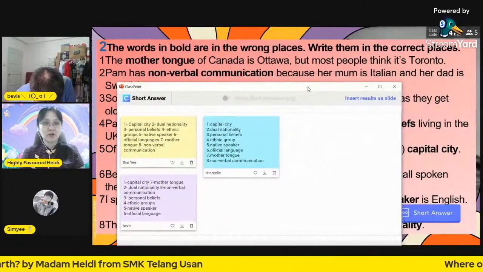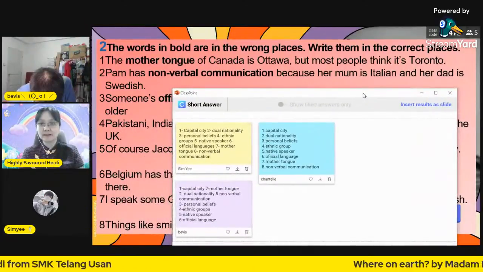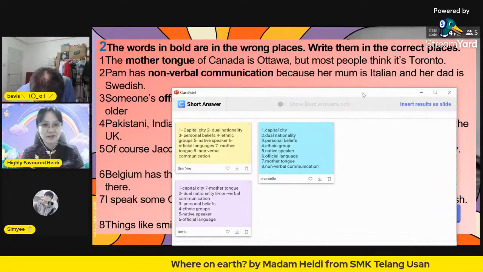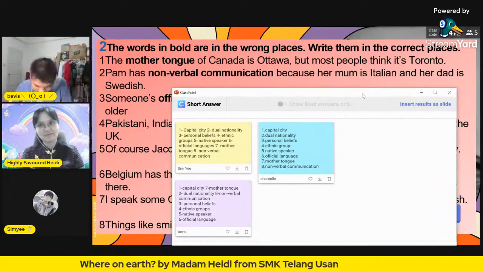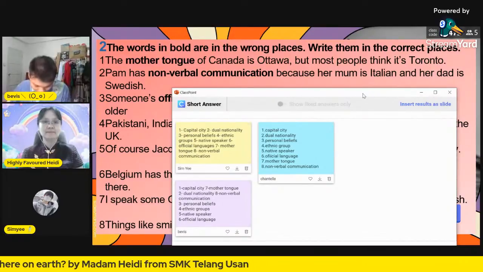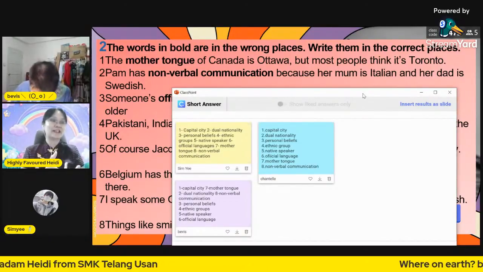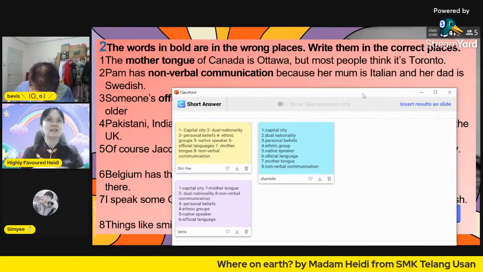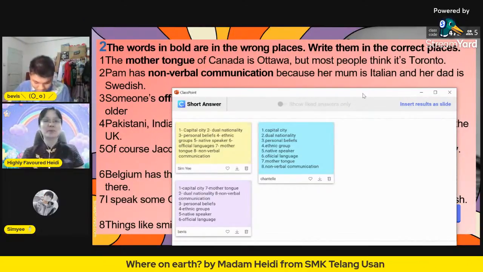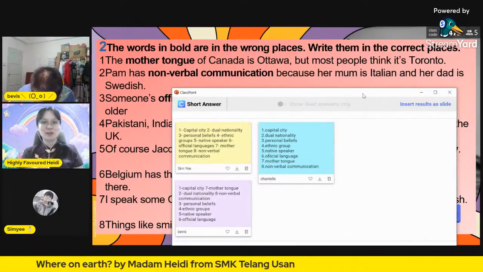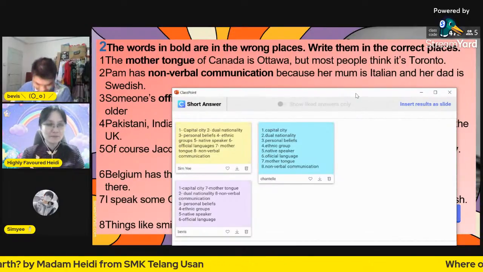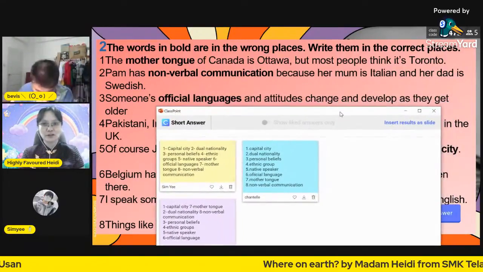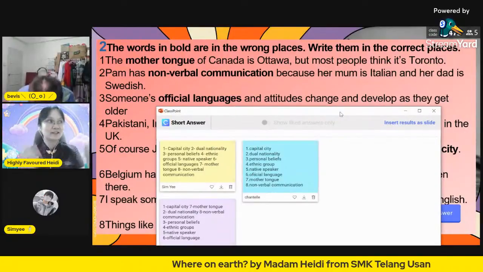Pam has non-verbal communication because her mom is Italian and her dad is Swedish. So dual nationality, very good. Okay, all of you correct. It's dual nationality. This means Italian, just like us Chinese, right? So if your mom is Chinese, then married an Iban, so you are Chinese Iban. So you have dual nationality. Okay, but normally in Malaysia, we will just follow the dad. Okay, we cannot put two. We follow the dad. Okay, this is a normal culture.